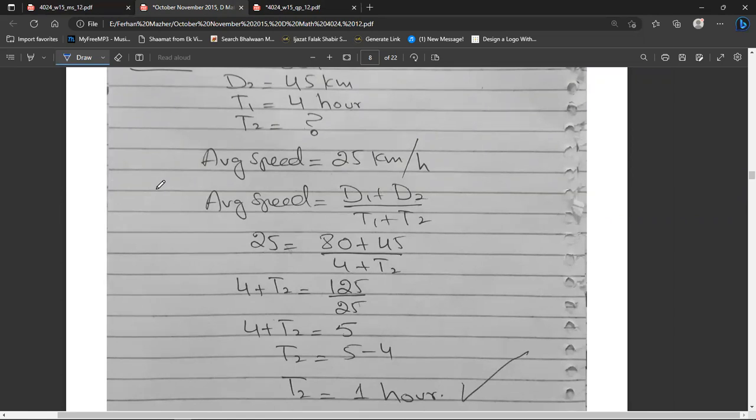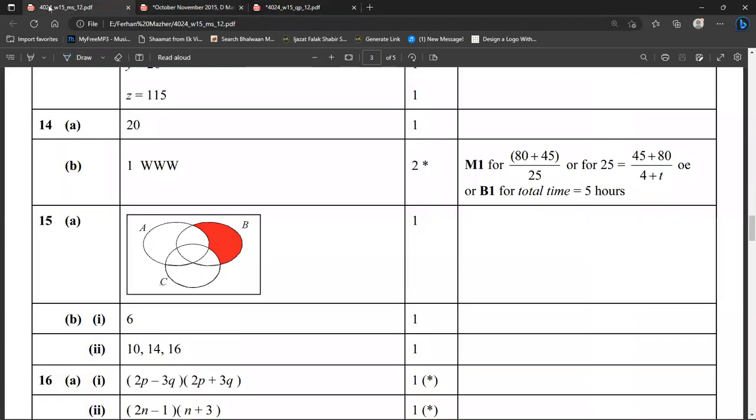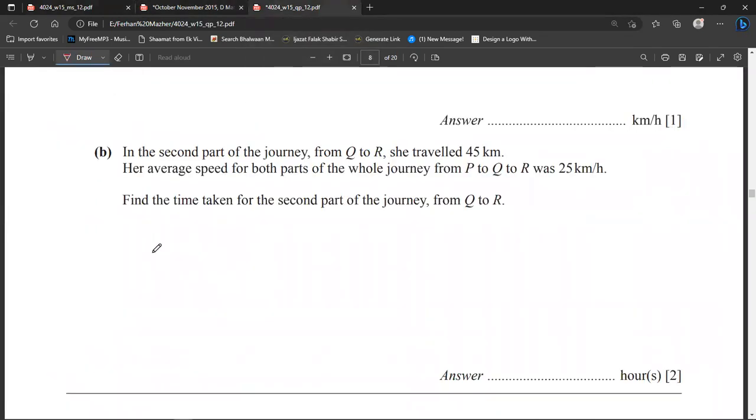So cross multiply, so it will become 4 plus T2, and 25 will come to this side. 80 plus 45, that is 125, divided by 25, and that will be 5. 4 plus T2 is equal to 5, so T2 will be 5 minus 4, and T2 will be 1 hour. So that is question number 14B part, 1 hour is the answer. The whole solution is showing up on your screen. This is a little tricky question.